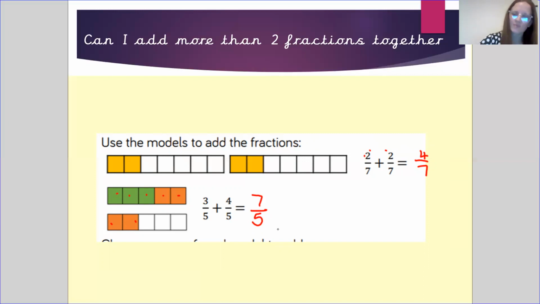And now if we remember back to our lesson, that is an improper fraction, and we can change that to a mixed number as well. So 7 fifths, well, that is correct, and you can give yourself a tick. You can also get an extra mark for making it into a mixed number of 1 and 2 fifths. Both of those answers are correct.